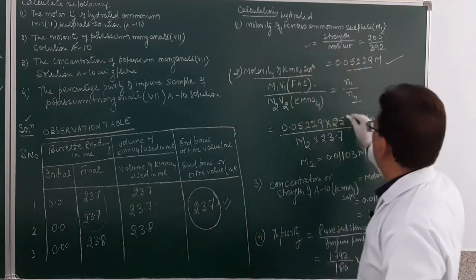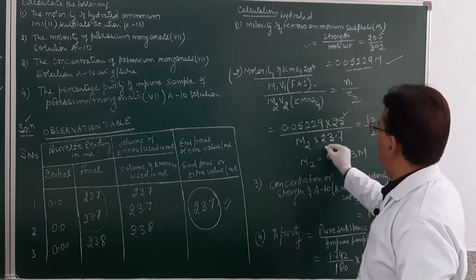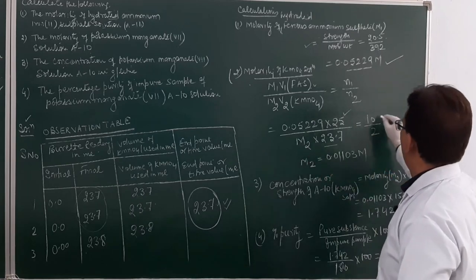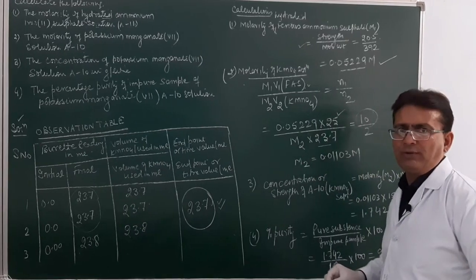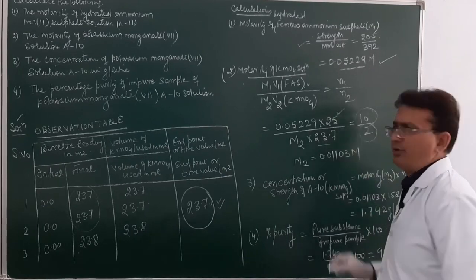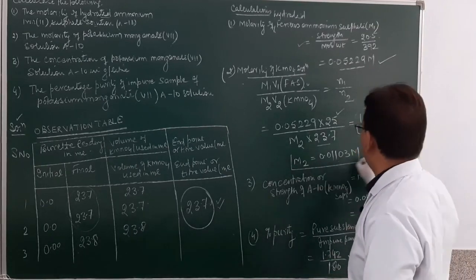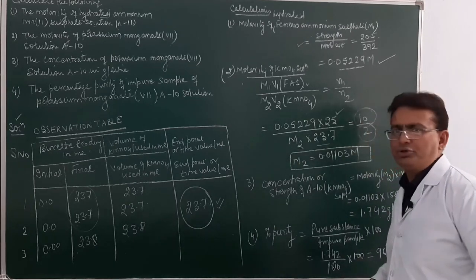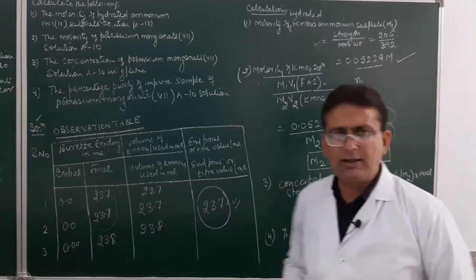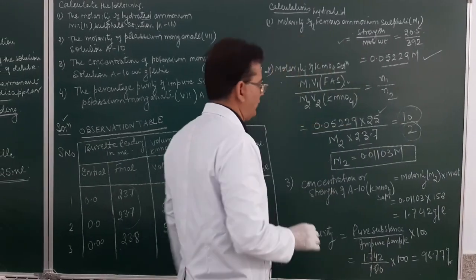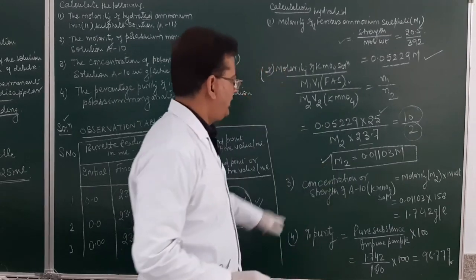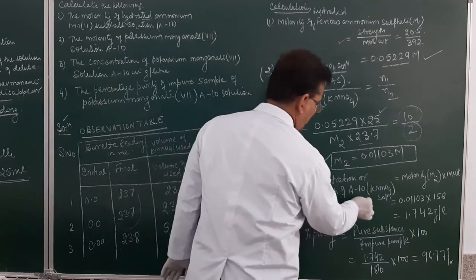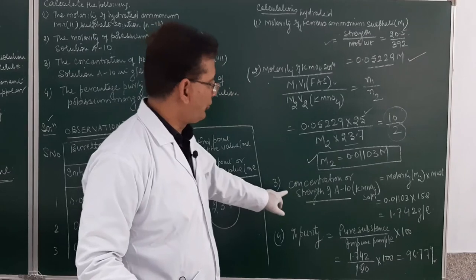Remember, the volume of ferrous ammonium sulphate solution used is the size of the pipette. What was the size of the pipette? 25. Then M2, what is the titer value? 23.7. Solve this for M2. What is this 10? It is 10 moles of ferrous ammonium sulphate and 2 moles of our KMnO4 solution. So what will be the molarity value obtained over here? Molarity obtained will be equal to 0.01103 molar. Am I clear, students? Molarity obtained is 0.01103 molar.